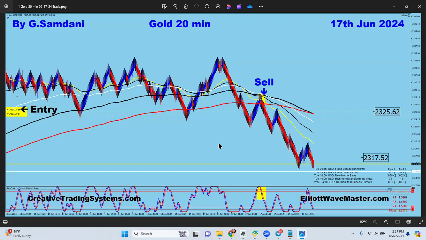A couple of good setups from the last week. So let's get started. The week started on the 17th. So this is the first trade, gold 20-minute chart.